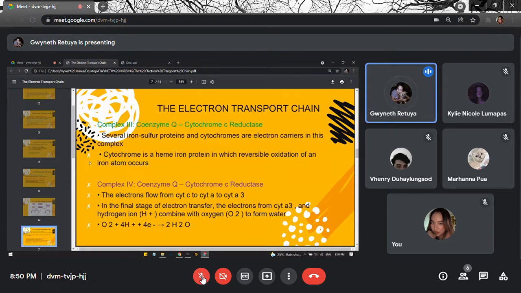So let's proceed to complex 3, which is the coenzyme Q cytochrome C reductase. Several iron-sulfur proteins and cytochromes are electron carriers in this complex. Cytochrome is a heme iron protein in which reversible oxidation of an iron atom occurs. Complex 3 is also known as the Q cytochrome C oxidoreductase or cytochrome reductase.